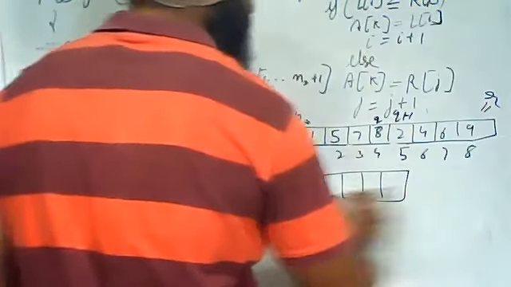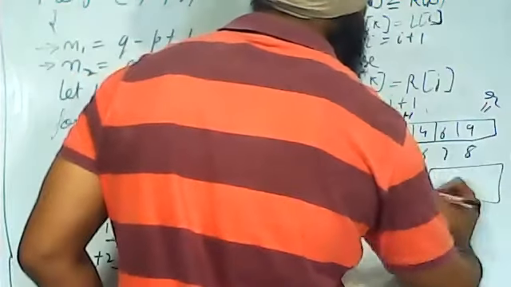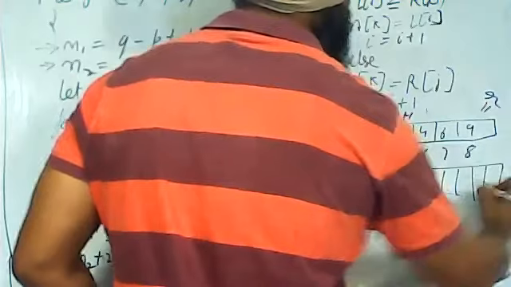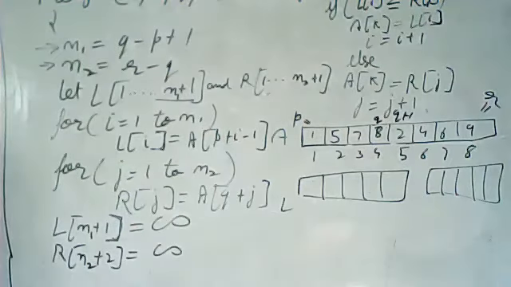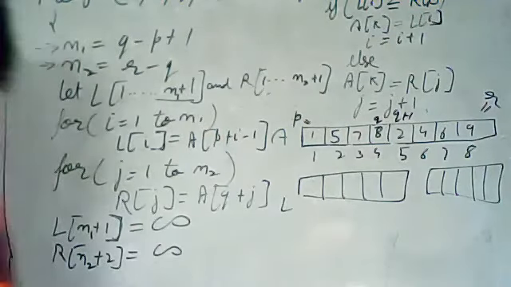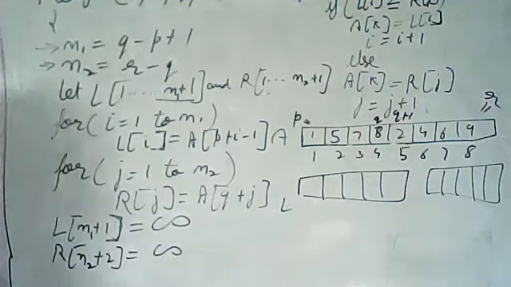So this one is L and this one is R, the right sub array. Why sub array? Because it is smaller than this full array A. That's why we are calling it the left sub array and the right sub array. So this is the left one and this one is the right one.